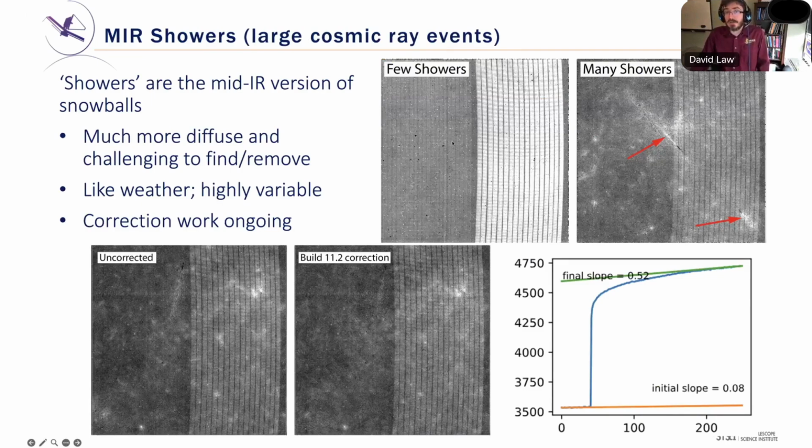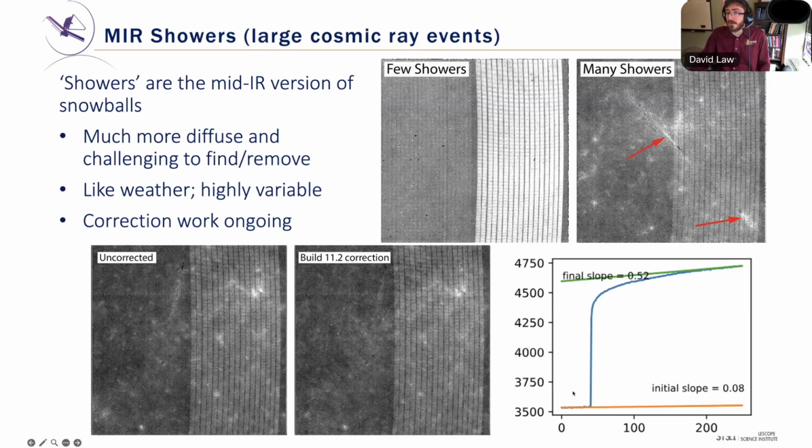So here's a fairly nice clean observation of the MIRI MRS detector. Here, the vertical striping that you're seeing is the actual dispersed spectra themselves. These little tiny white dots are just regular cosmic rays that we're seeing. But in this case here, these giant white blotches you're seeing over the detector are these cosmic ray showers. Those are very hard to correct with the pipeline.